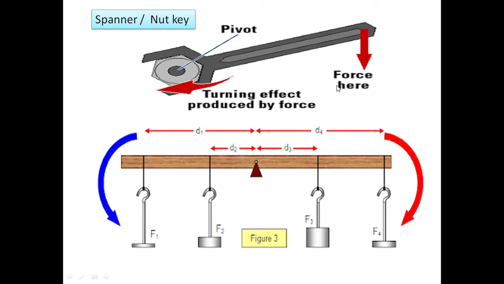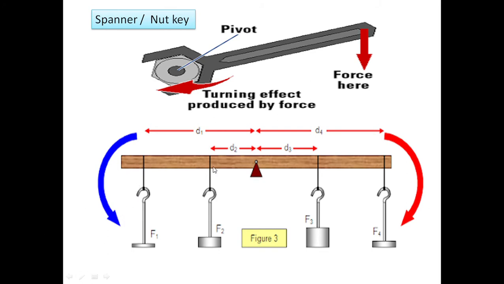Now you can see a picture of a spanner or a nut key. Now you can see the turning effect produced by a force. Now this is the pivot. The nut acts as the pivot. The force applied is shown here and the spanner will rotate in this direction, clockwise.